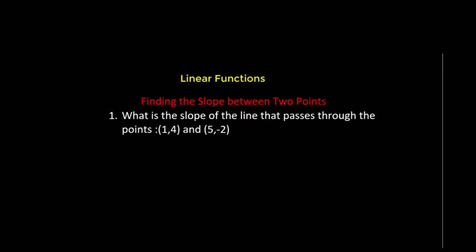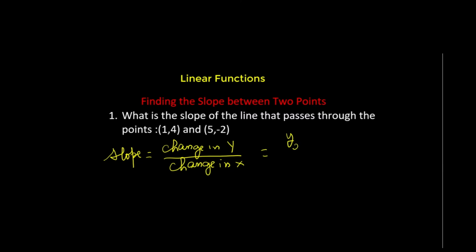Problem 1. Finding the slope between 2 points. Let's start with a simple question. What is the slope of the line that passes through the points 1, 4, and 5, -2? To calculate slope, we use the slope formula, change in y over change in x, or in other words, y2 minus y1 divided by x2 minus x1.